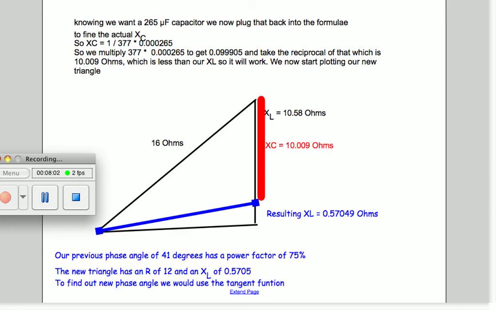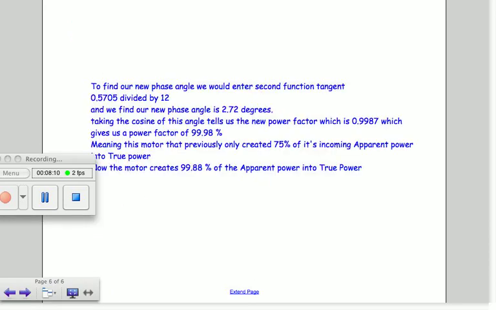So to find out our new phase angle, we would use the tangent function, right? So if we do that, we find our new phase angle. We would enter second function tangent. What angle has this tangent? 0.5705 divided by 12, because that's our side opposite and our side adjacent, right? We would find that our new angle is only 2.72 degrees.